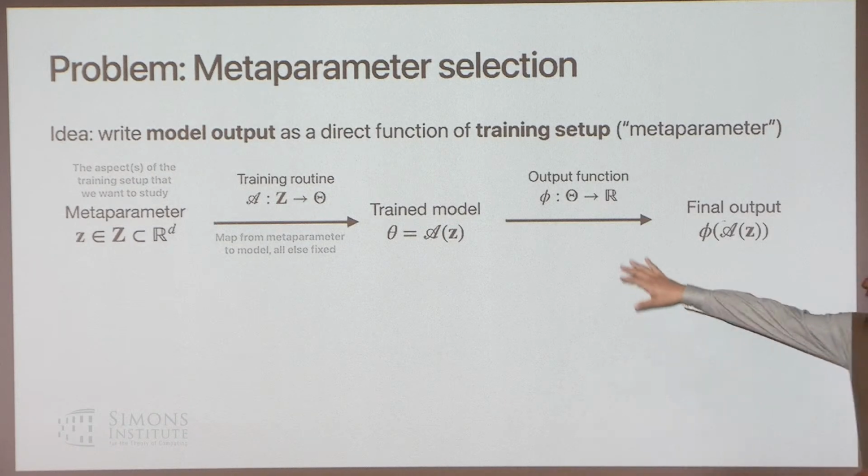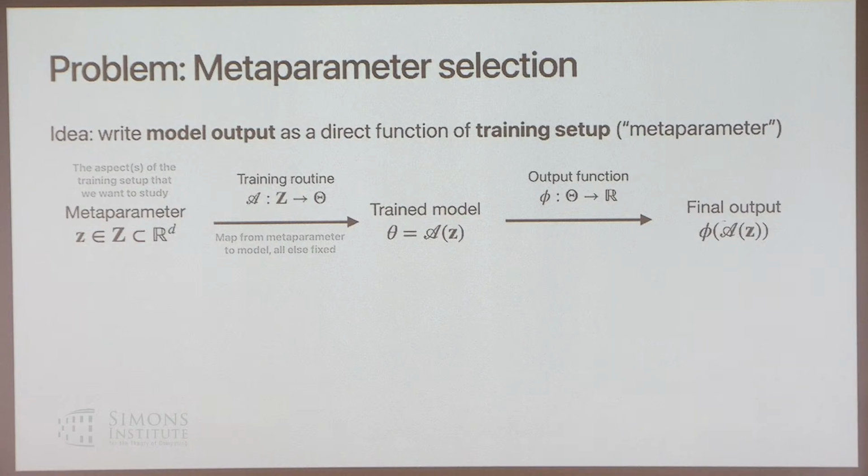Finally, I'm going to specify an output function phi. That output function is going to be a map from a machine learning model to a real number. You should think of this as your loss function, or your prediction on a specific example, or whatever outcome you're interested in predicting or optimizing. We're going to represent that as phi. The final output of this pipeline is going to be phi of A of z, which is really just this metric of interest evaluated on a model trained with whatever meta-parameter you chose.